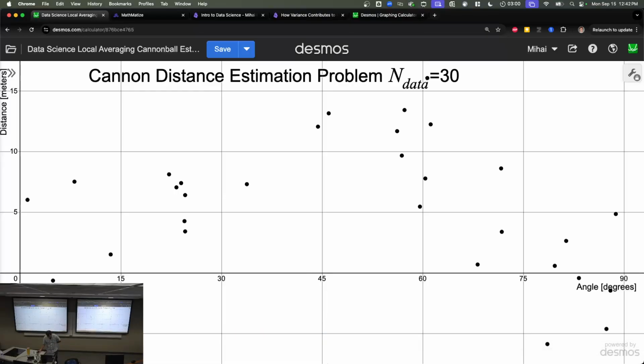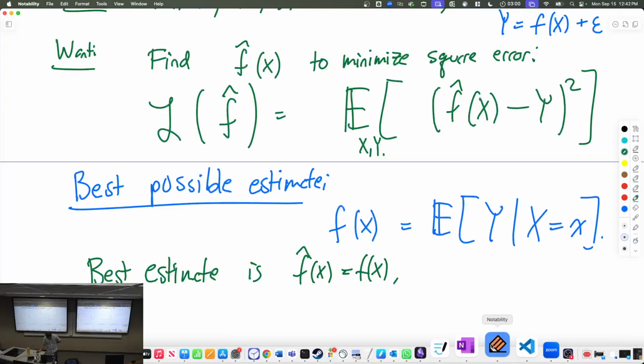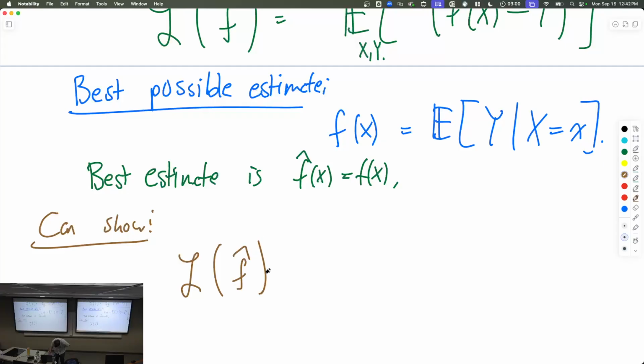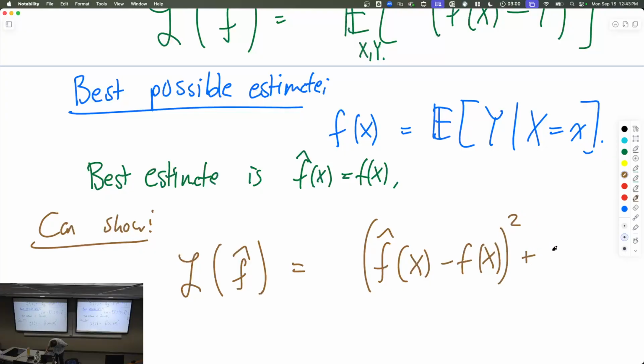Okay, we want to get close to the blue. And in fact, let me write down one more thing. We can show that the loss of some estimator f hat is essentially f hat of x minus f of x, all squared, plus the variance of y.